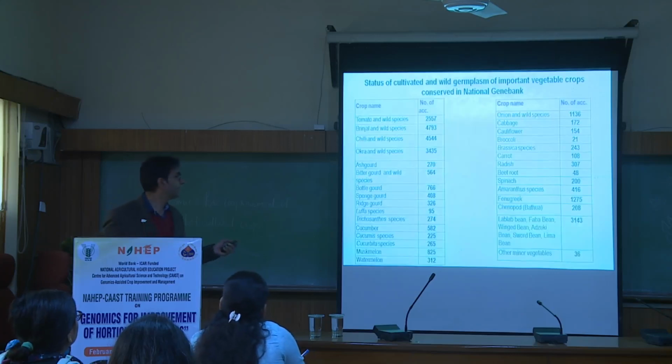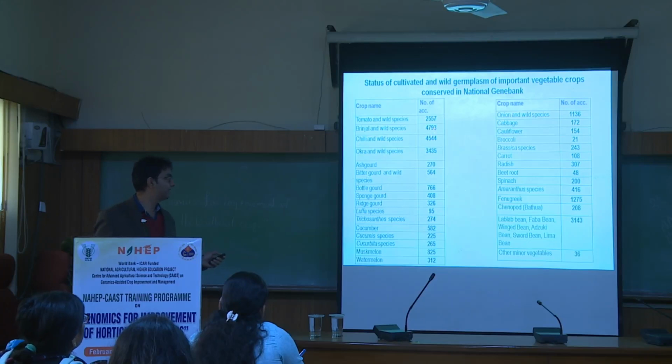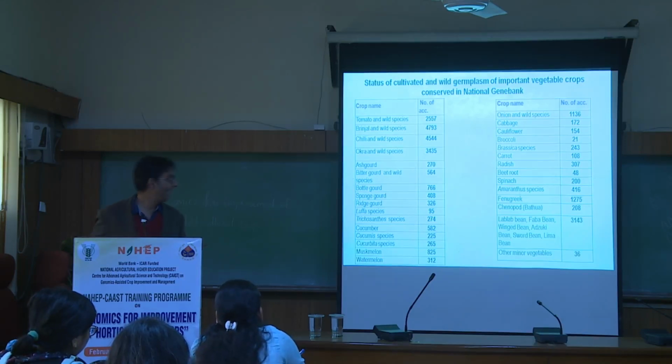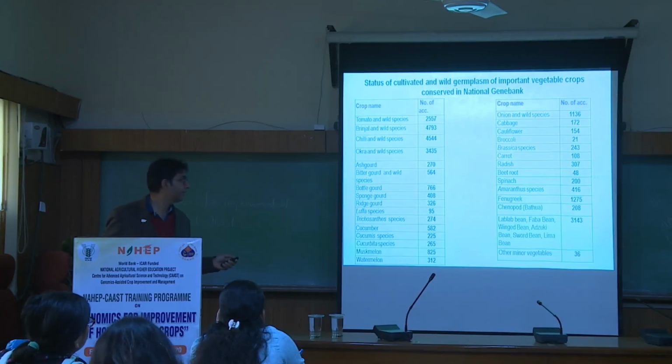banks. In this case, I have taken from NBPGR. Just see how much material we have. In tomato and wild species 2,557, brinjal and wild species 4793, chili and wild species 4544, ash gourd, bitter gourd, bottle gourd, sponge gourd, ridge gourd, cucumber, muskmelon, watermelon. This is the latest data from their NBPGR gene bank. They have this material, carrot 108, radish and fenugreek, and we have a lot of material because they go every year for these explorations. You can just talk to them, and if you are working on these things, you can try to get some material.